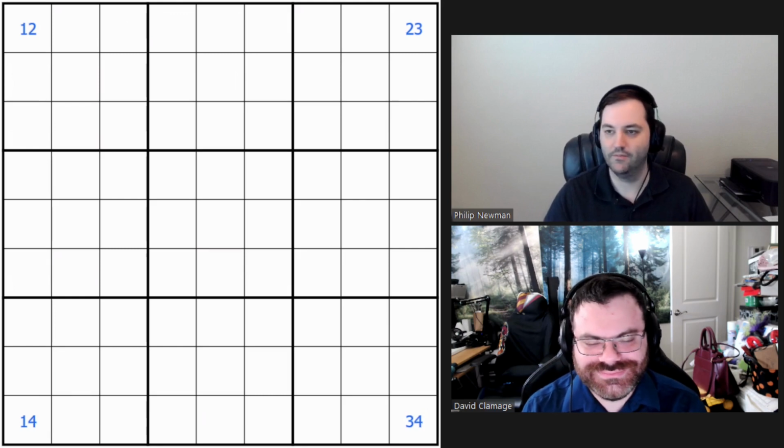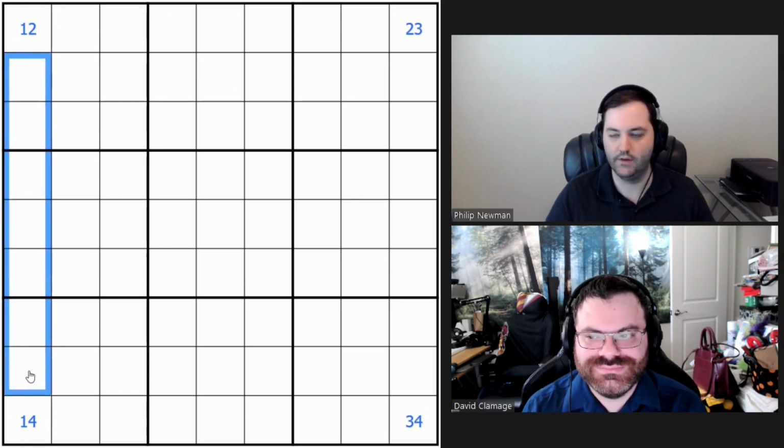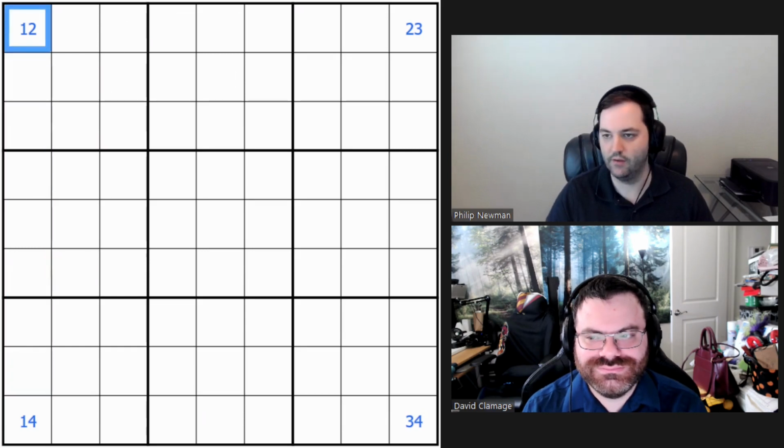Gotcha. Okay. But the only way you can have all these strong links is if you already know that there can only be 1s in these 2 cells and not here. So there's nothing to eliminate anymore. You can only have the strong link if you've already eliminated all the other candidates from this cell. So there's nothing to eliminate.